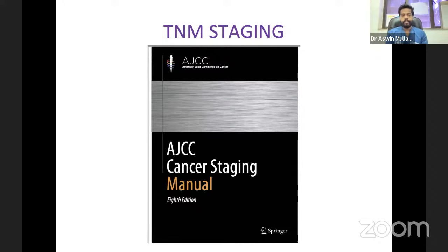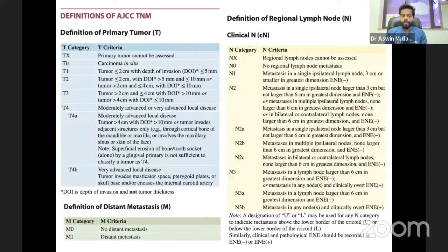For staging, this is the AJCC Cancer Staging Manual, American Joint Committee on Cancer. It is universally acceptable. If you're in America, in Western countries, in Europe, or in India, this is the staging manual. The recent one is the 8th edition, which came in late 2017. So you have to follow the AJCC TNM staging. All of you will be aware of what TNM staging is: tumor factor, nodal factor, metastatic factor.